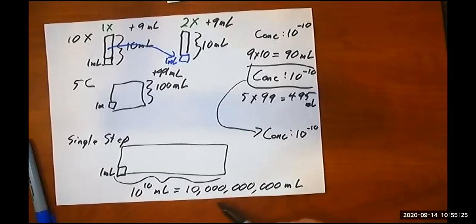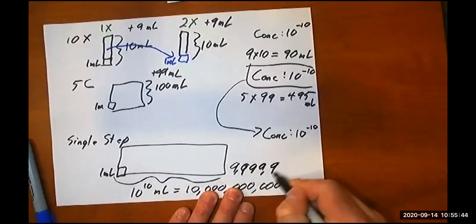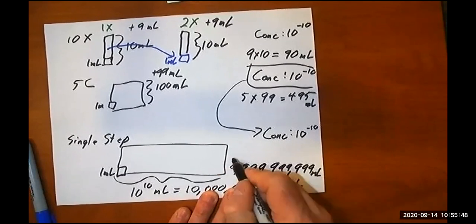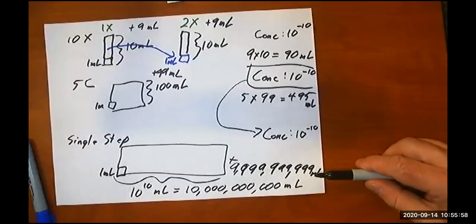So how many did we add? Well, we started with 1 milliliter of the sample. We diluted to this amount. So it's that much. Okay.